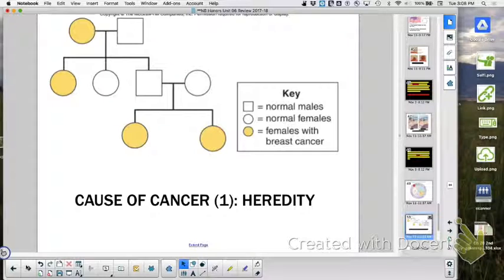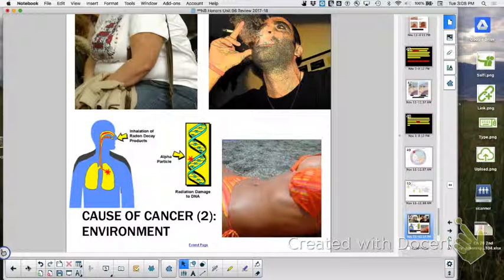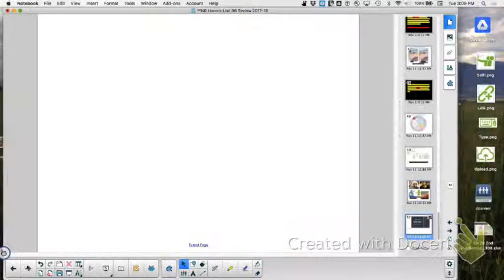Causes of cancer: you can inherit it, like the breast cancer gene, which people get tested for. You could also get it from your environment: being overweight, smoking, being out in the sun without sunscreen, and chemicals in your environment that are known carcinogens.